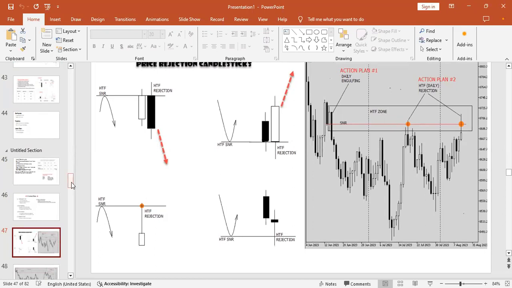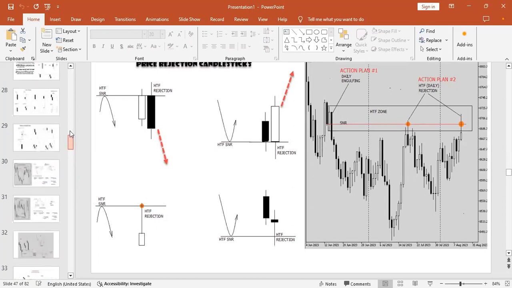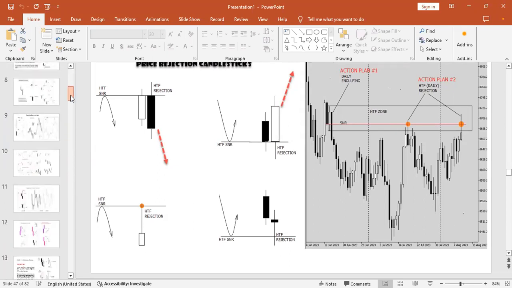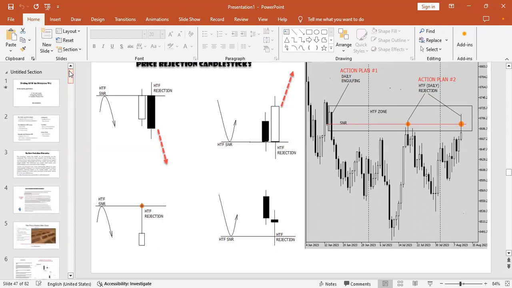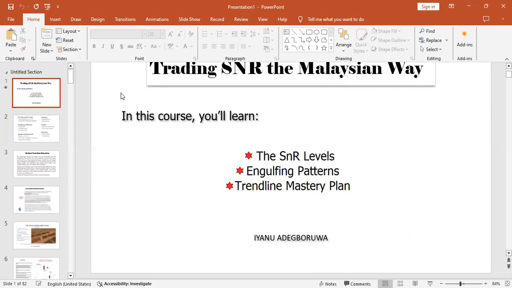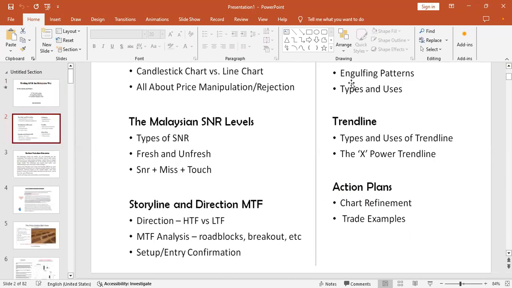We move into what next? We move into trend line. This is most important. My favorite stuff. Trend line. We're going to talk about the many types of trend line. Or let's talk about engulfing first, because trend line will be the last one we treat. We'll talk about engulfing, the types of engulfing.